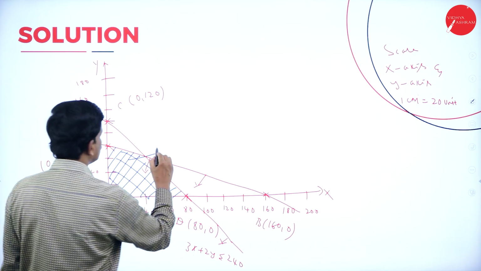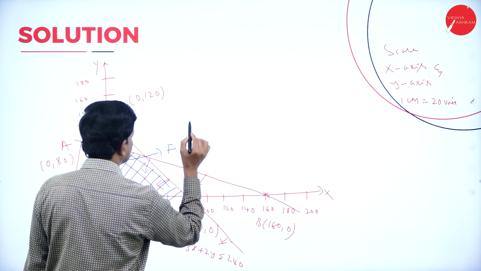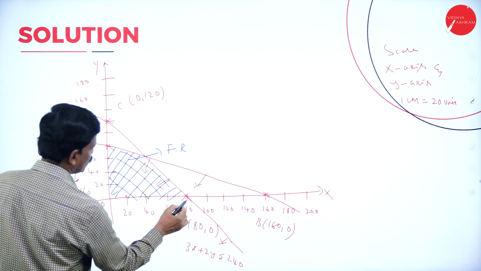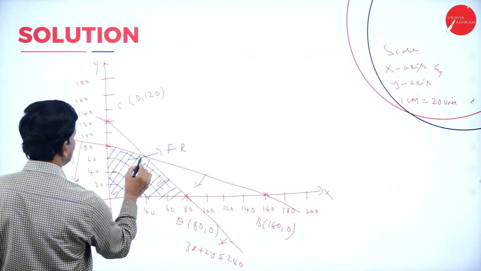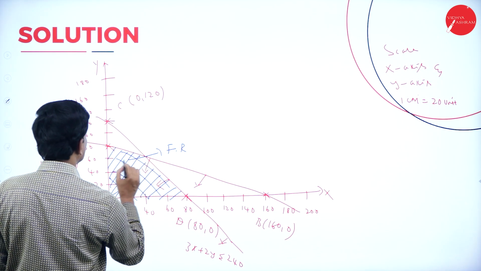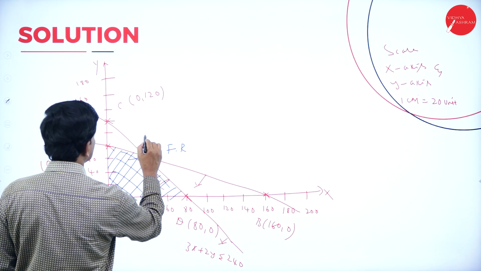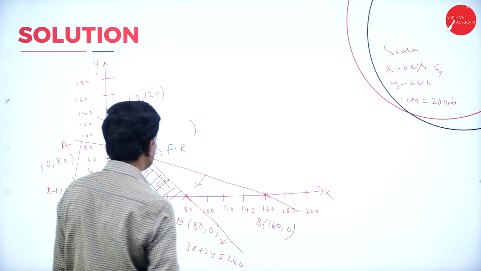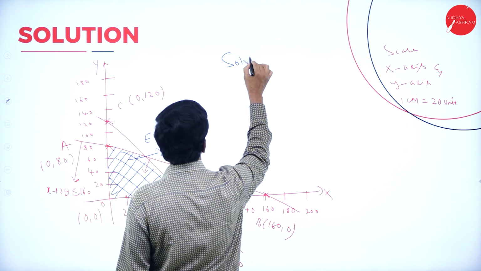This is the feasible region. Now find out the corner points. So O, then D, A, and let us represent this as E. A, B, C, D, E. Find out E. What is E? If you solve these two equations, you will get it.